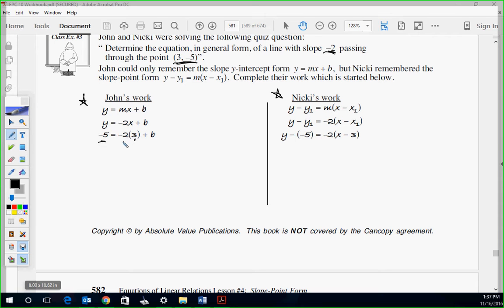Okay, so let's do it. -5 equals -2 times 3, -6 plus b. To get rid of the -6, I add 6. 1 is b. So this answer is y equals -2x plus 1, using John's work. That's from the warm-up.